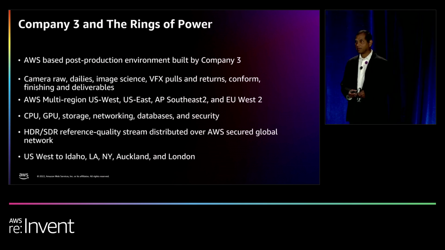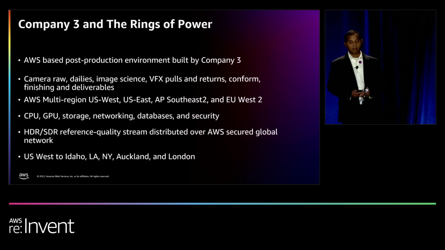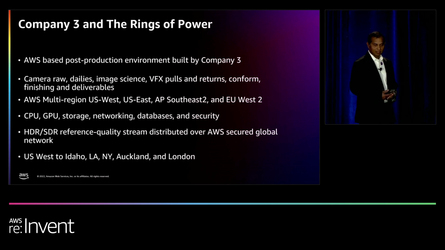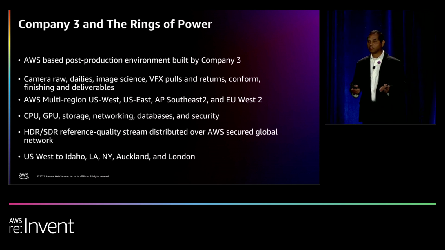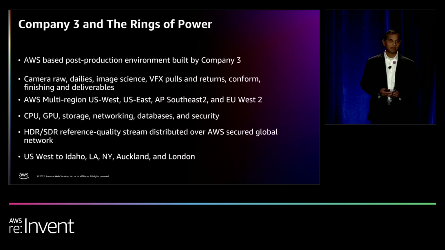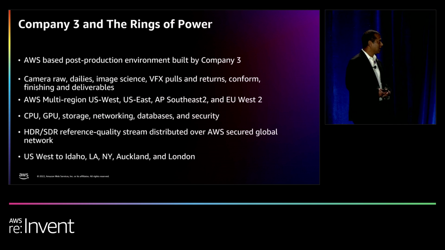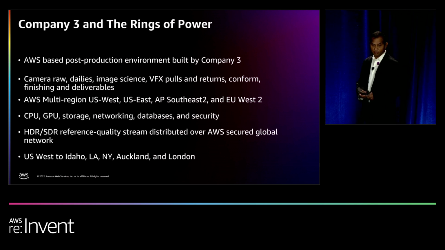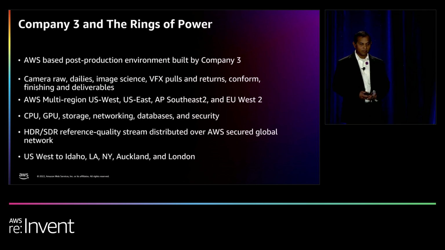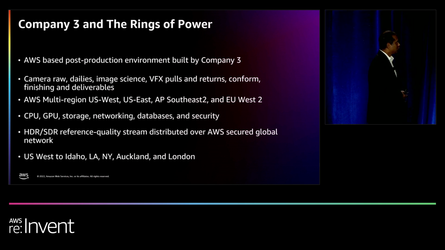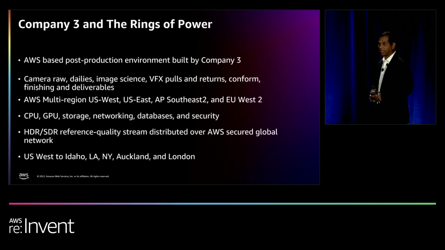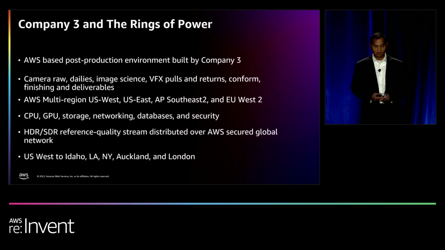Company 3 and the Rings of Power, a little bit more detail on that. So Company 3 built the whole post-production environment in the cloud under the leadership of our CTO, Robert Keske. The post-production studio basically ingests camera raw metadata, the whole gamut of image science, VFX pools, returns, conform, finishing, and deliverables. I'm going to get into a little bit more details in that. We are located in US West, US East, AP Southeast, and EU West, and we could expand into any region through our infrastructure as code.